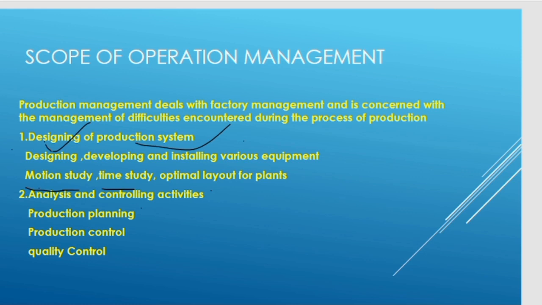And analyzing and controlling activity, the second one. In analyzing and controlling, we always control the quality standard and production control, how much quantity to be produced, and production planning, how we are going to produce our product. All three of these we consider in analyzing and controlling the activities of our production.